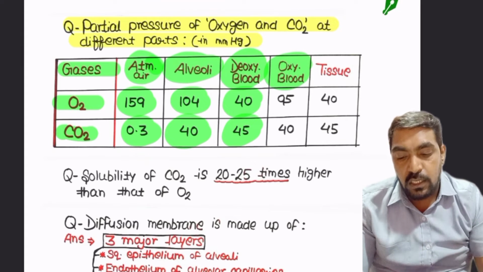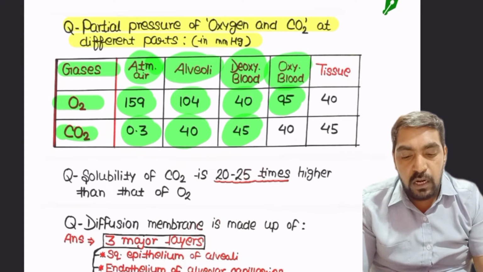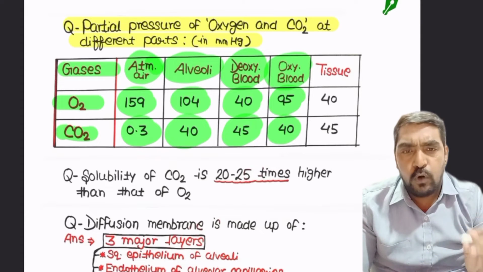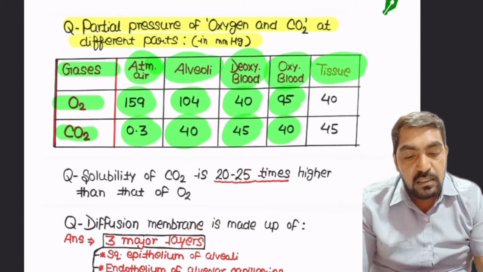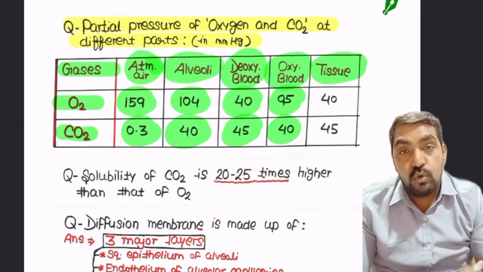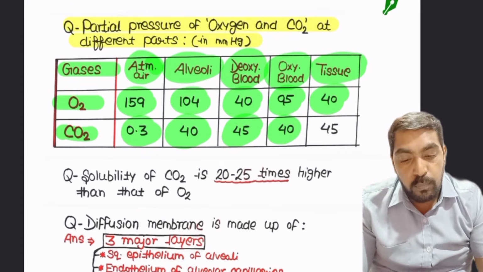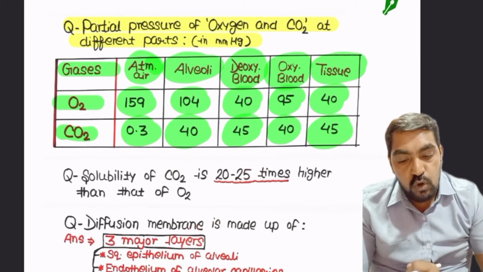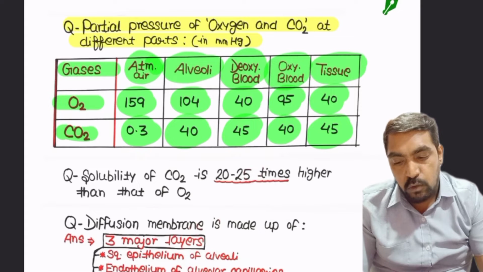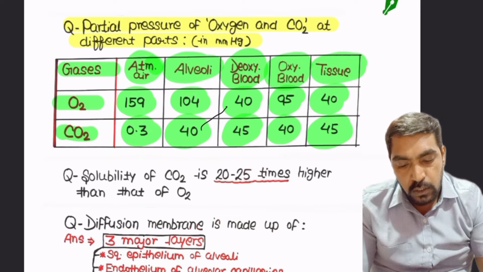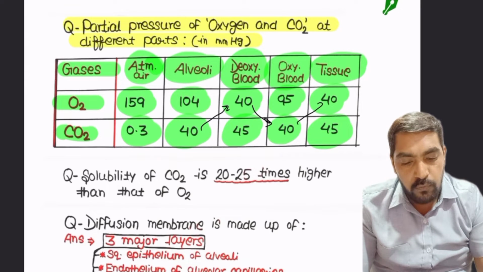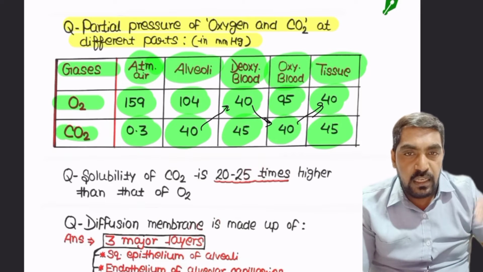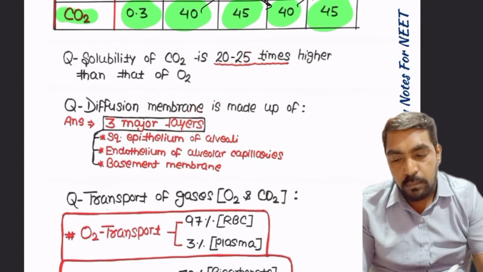The blood becomes oxygenated. So the oxygen level in the blood will be 95 mmHg and carbon dioxide will be less, 40 mmHg. And when this oxygenated blood reaches the tissues, what happens in tissues? The oxygen concentration or partial pressure is 40 and carbon dioxide is 45. So you have to just remember one pattern you can see here. It is 40, 40, 40 and 40. So it's going in a zigzag manner that will help you to remember.